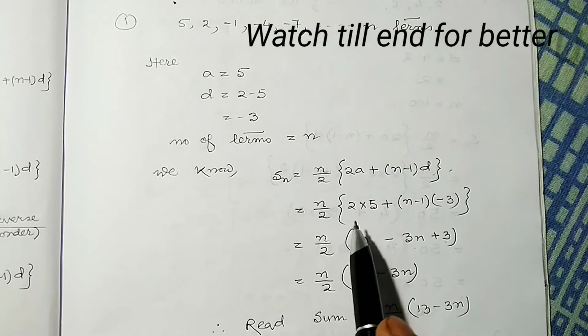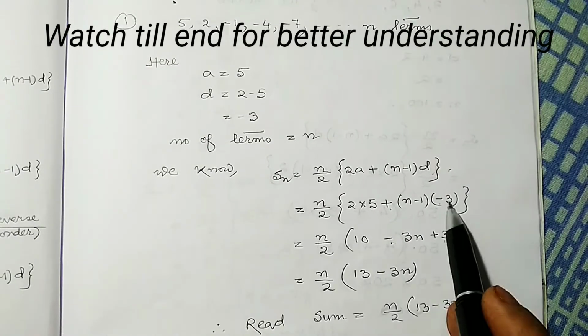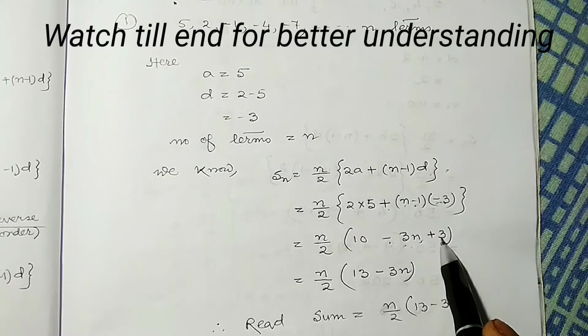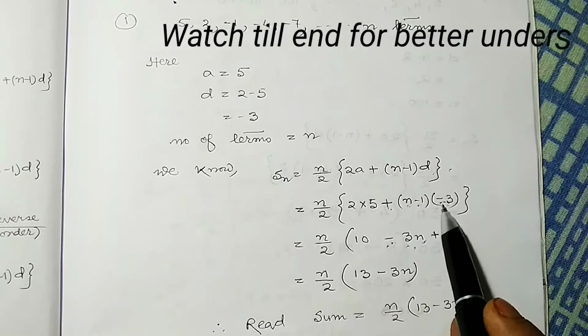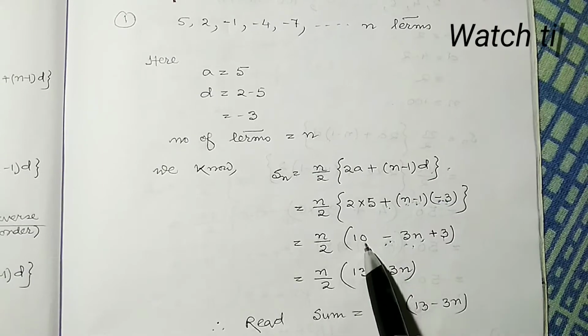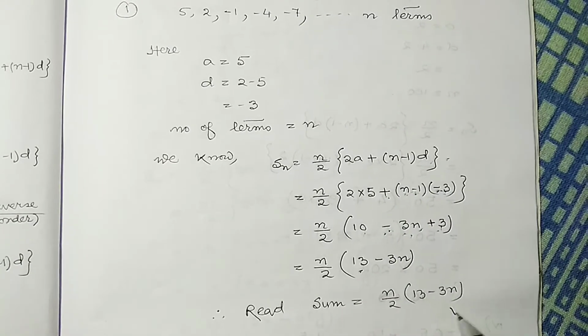So n by 2, 5 twos are 10, this plus minus minus 3 into n is 3n, minus minus plus 3, 1 three is 3. Let me repeat: plus minus minus 3 into n is 3n, minus minus plus 3, 1 three is 3. So you get n by 2 into 10 plus 3, 13 minus 3n. Therefore the required sum is this quantity.